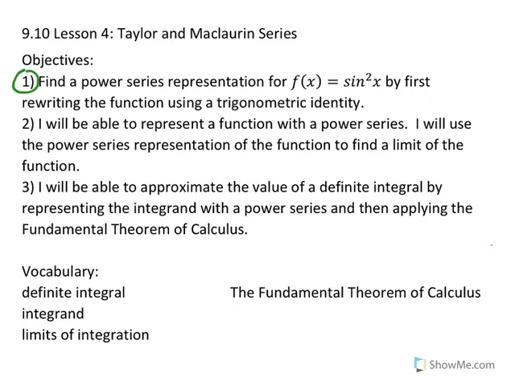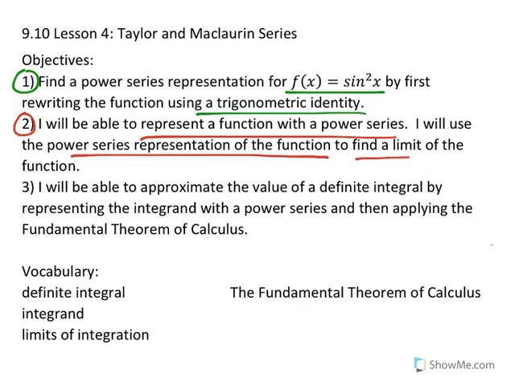So we just looked at objective 1. We found a power series representation for f of x is equal to sine squared x by first rewriting the function using a trig identity and then using the power series centered at 0 for cosine of x. Now we'll take a look at objective 2. You'll be able to represent a function with the power series. You will use the power series representation of the function to find a limit of the function.